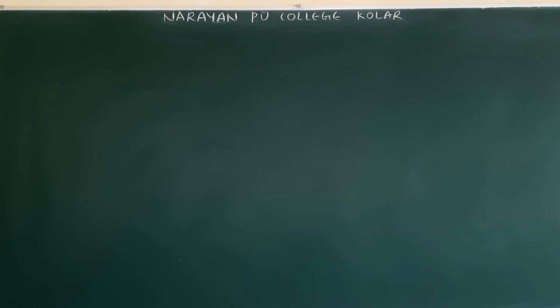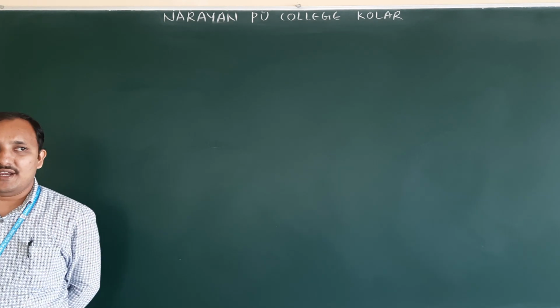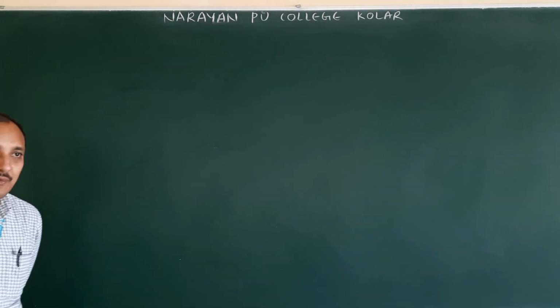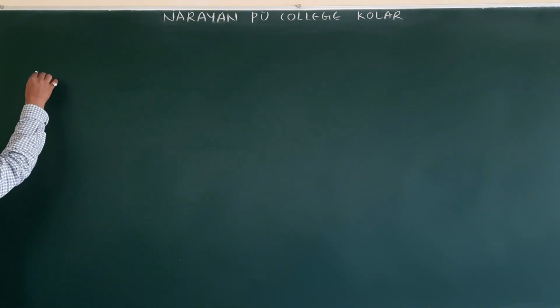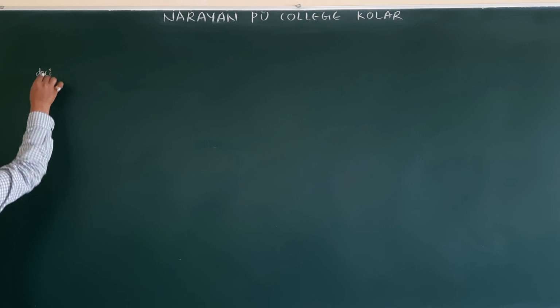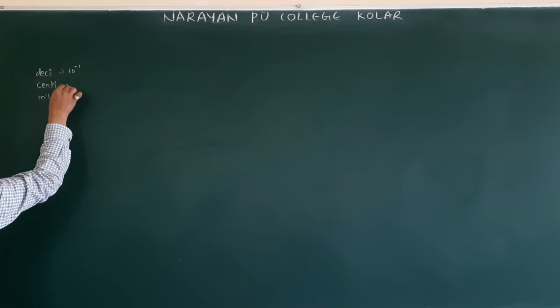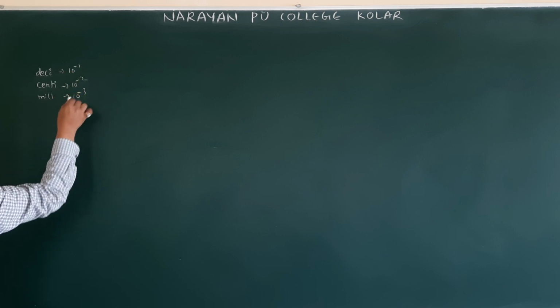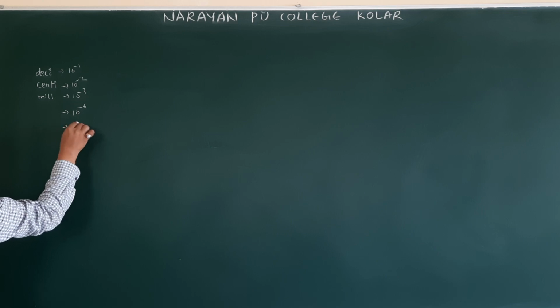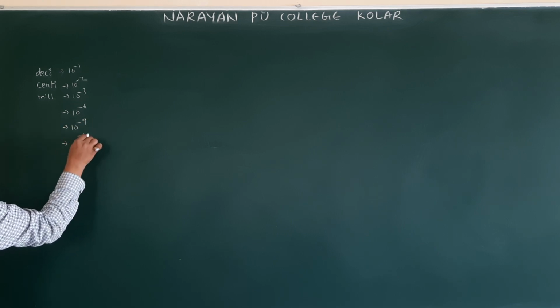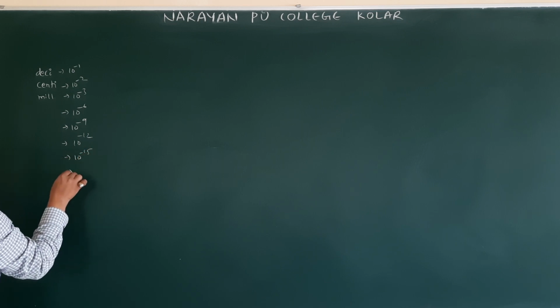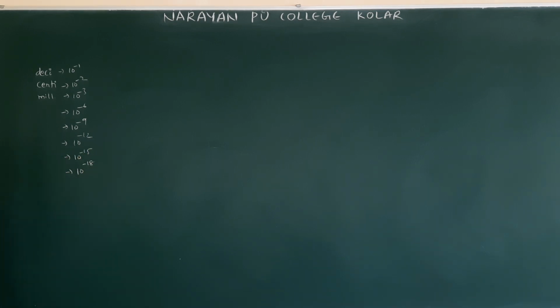But they give SI prefixes. Prefixes they give: deci, centi, milli, micro, nano, pico, femto, all these. Just you can see, any one or two I am going to write. So you know centimeter. Deci, centi, milli. Deci means 10 power minus 1, 10 power minus 2, 10 power minus 3, 10 power minus 6, 10 power minus 9, 10 power minus 12, 10 power minus 15, 10 power minus 18.